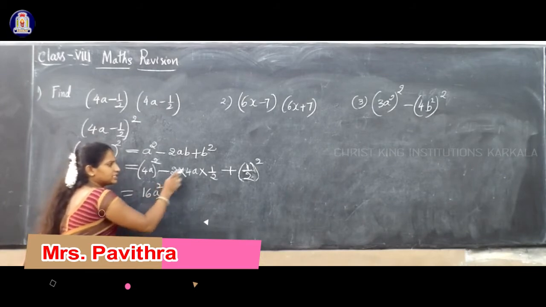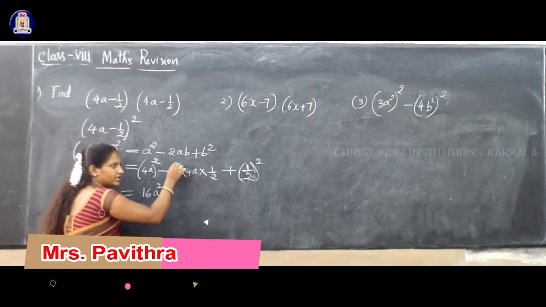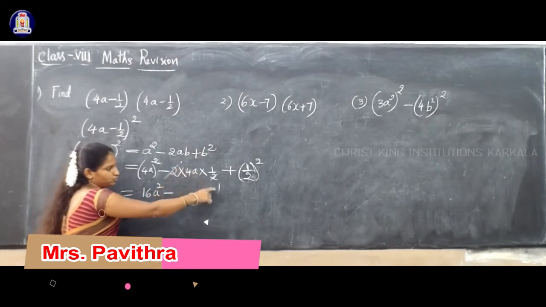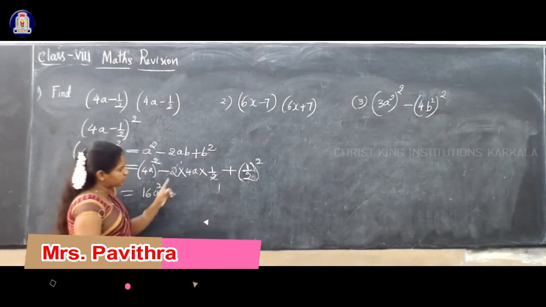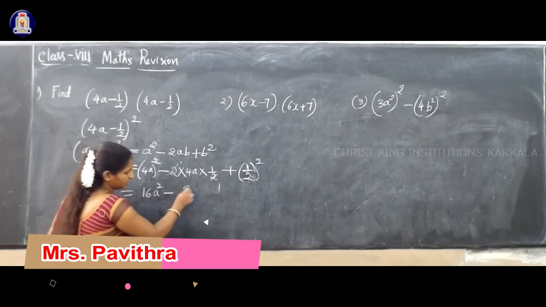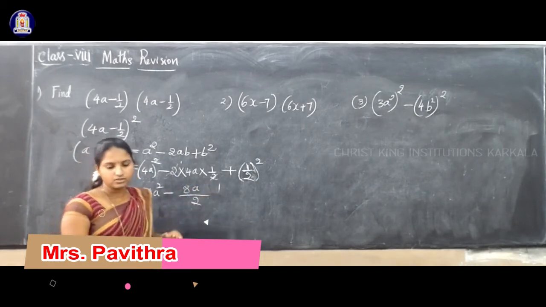See here, you can simplify. This 2 is in the numerator and this 2 is in the denominator. So what can we do? We can cancel this. We can simplify like this. 2 ones are 2, 2 ones are 2. Or else we can multiply and then divide. Multiplication means 2 into 4, 2 fours are 8. So we get 8a divided by 2. Clear? Two methods are there.